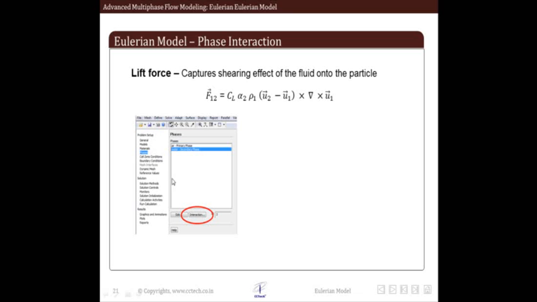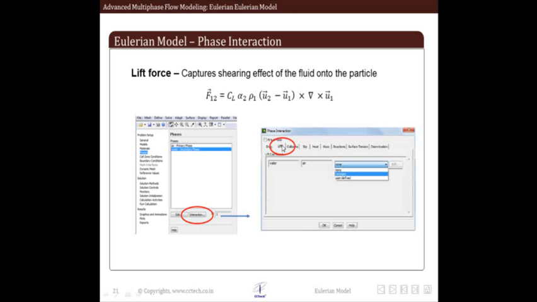We go to phases and then click on interaction. The second tab is for lift force. Again, similar to drag, it shows pairs of phases, and for that pair of phases we have to define lift force. We can either input a constant value or a user defined correlation if we already know it. We have to define the lift coefficient. It is mostly included only for turbulent bubbly fluids.